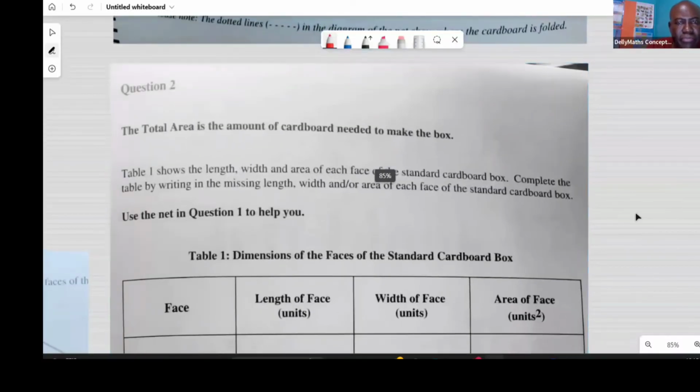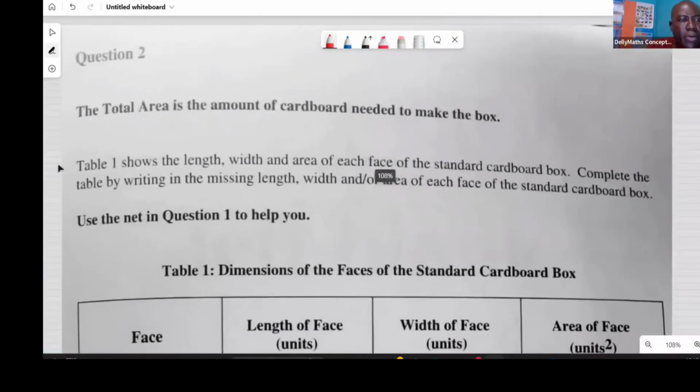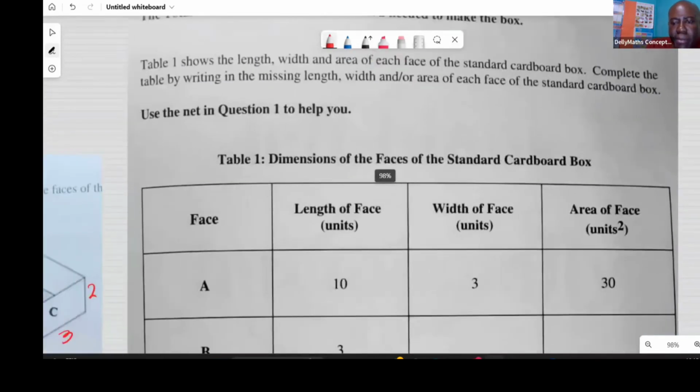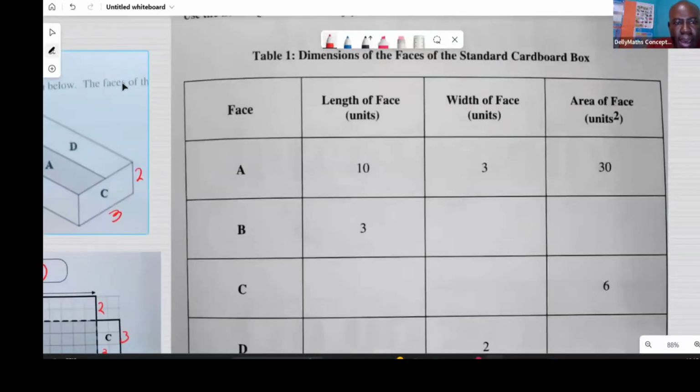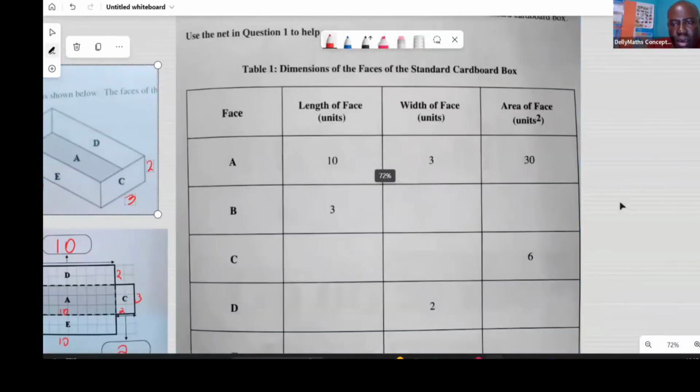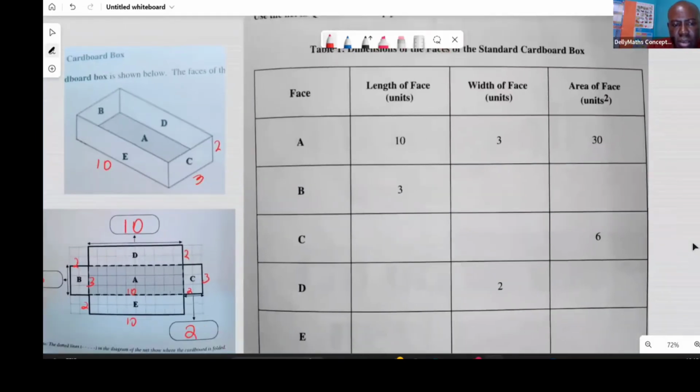The next question says, question 2: the total area of the amount of cardboard needed to make the box. That's what we're going to be focusing on. Table 1 shows the length, the width, and the area of the faces of this standard box. Complete the table by writing in the missing length, width, or area. So we're going to complete this table by filling in the missing parts.